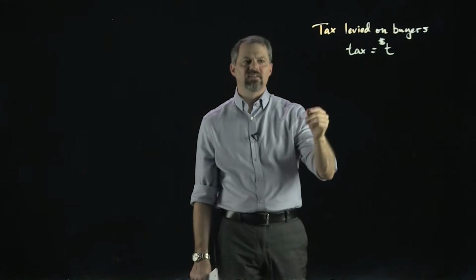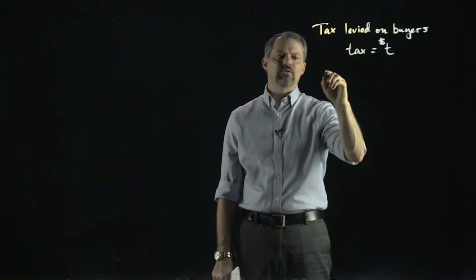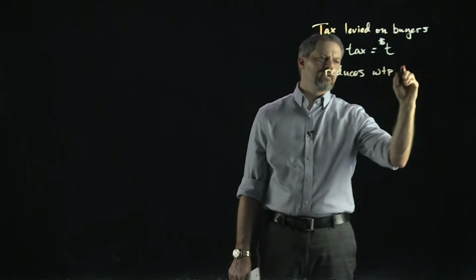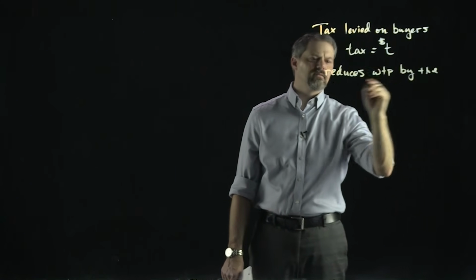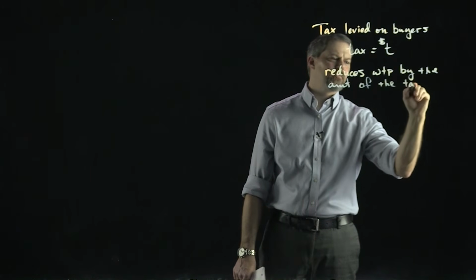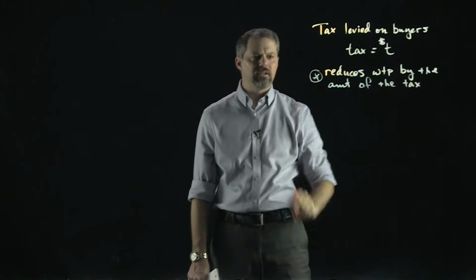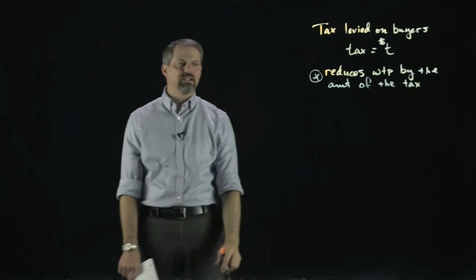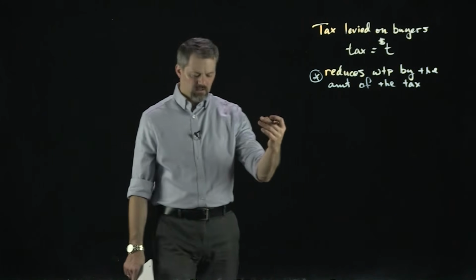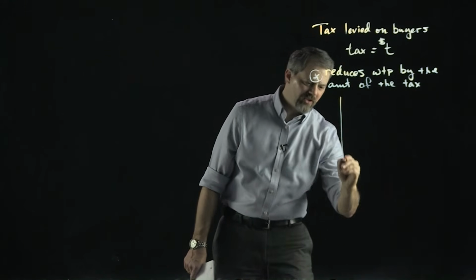So what happens is that a tax on buyers reduces willingness to pay by the amount of the tax. And that's important. This is extremely important. Reduces willingness to pay by the amount of the tax. Okay? Now, let's talk about how that shows up graphically.